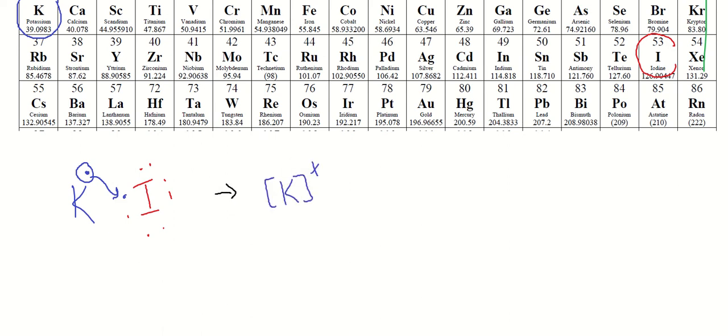Potassium gaining a 1 positive charge. Iodine gaining that extra electron. They both have an octet, but we only show the valence action. So there's your answer for part A.